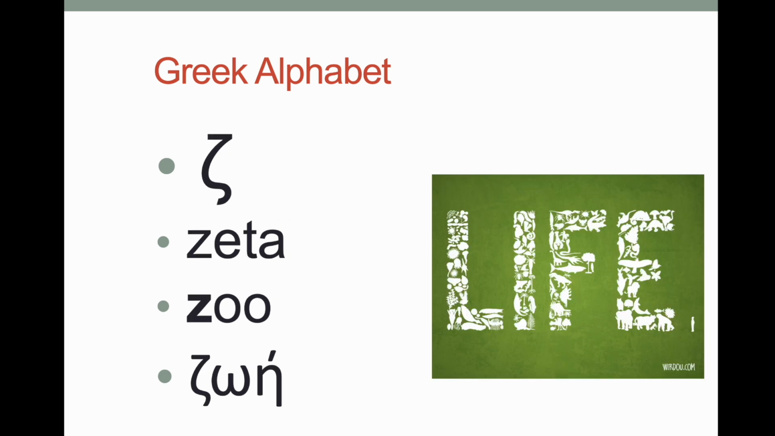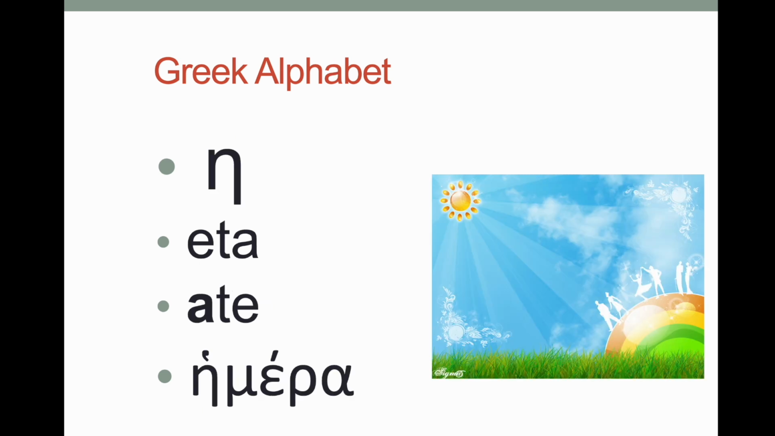The next letter is zeta, and it makes a Z sound, like the word zoo in English. And the Greek word I have there is the word for life, zoe. So if you go to the zoo, you're observing living things. And if you study living things, you're studying zoology, zoe.